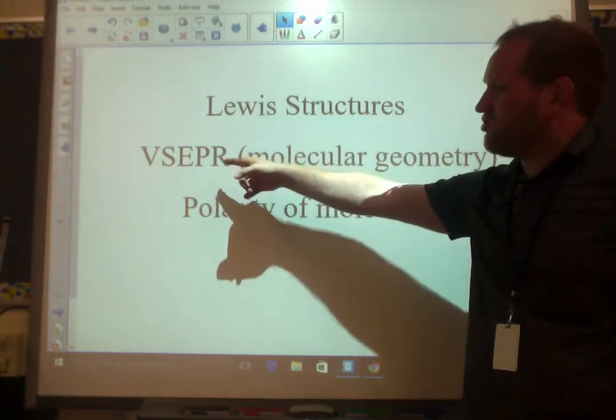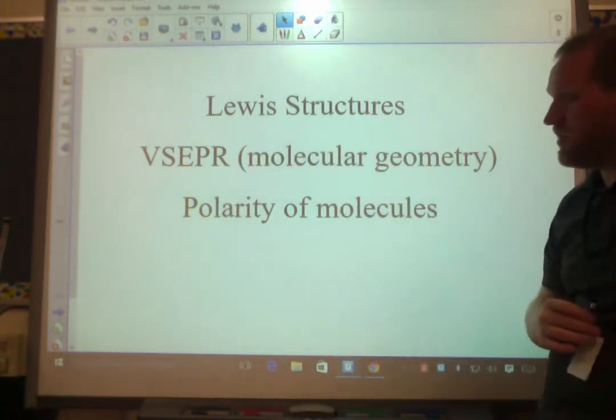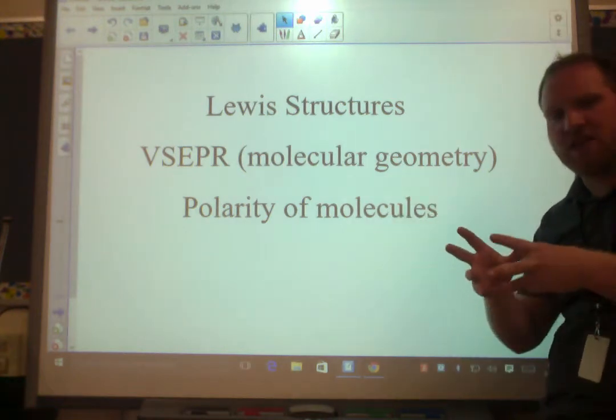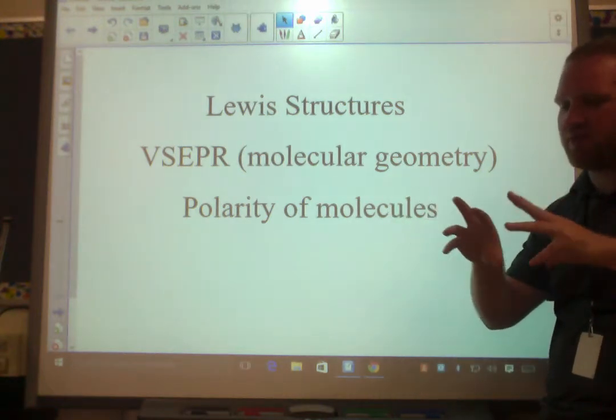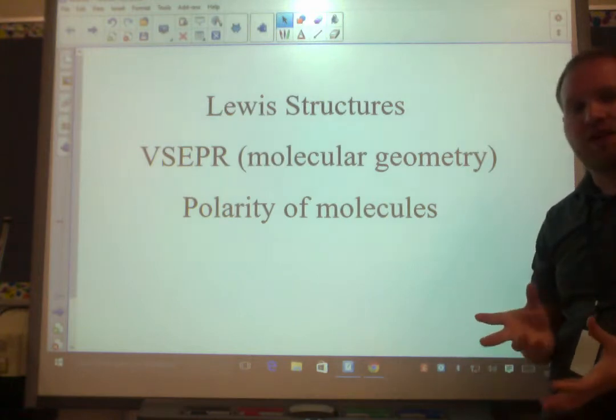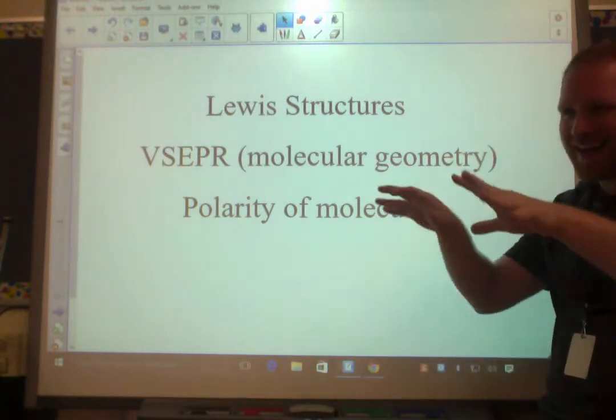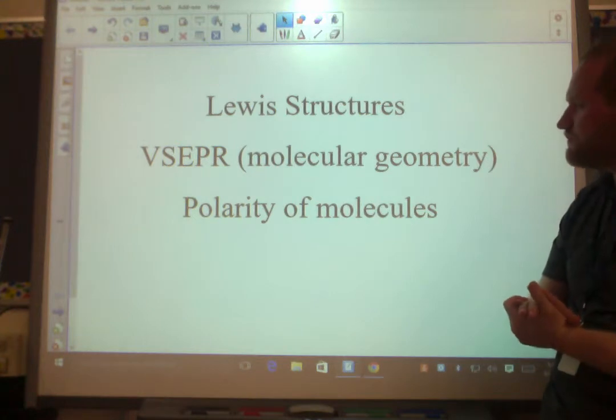VSEPR stands for valence shell electron pair repulsion. So VSEPR theory is basically the idea that the electrons are always going to repel each other as much as they can. So they're going to form these kind of three-dimensional shapes that maximize the repulsion around them.